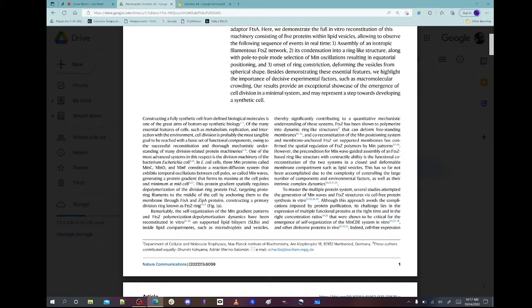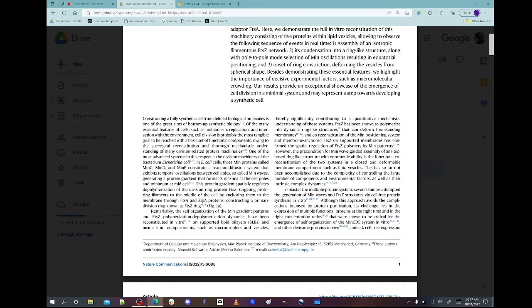They've been able to replicate what's going on in the biology in vitro, so they can control it. This is done on supported lipid bilayers and inside lipid compartments. So these are these lipid vesicles that we were talking about. There are a number of ways you can implement this. They're doing it in a lipid vesicle, but you can do this in other places.